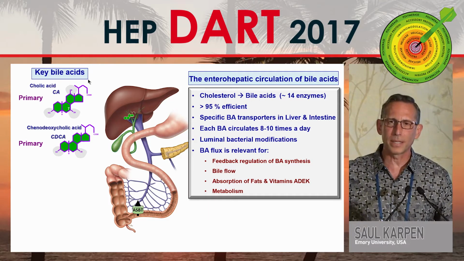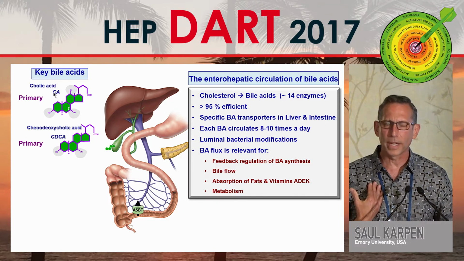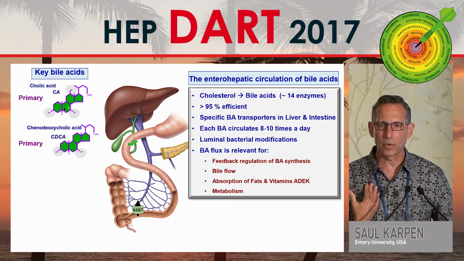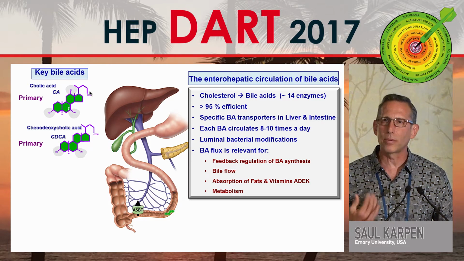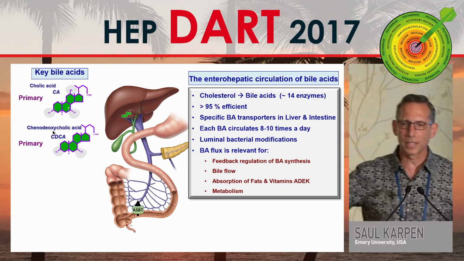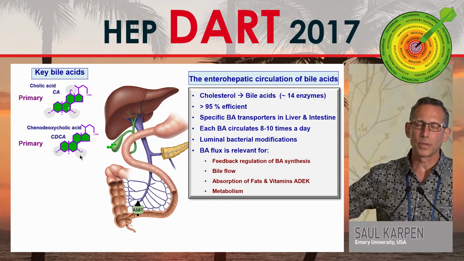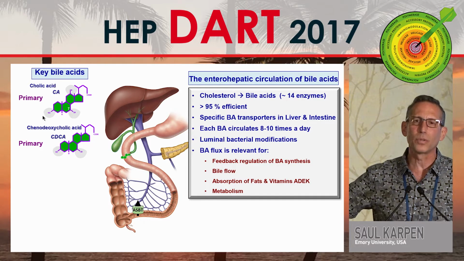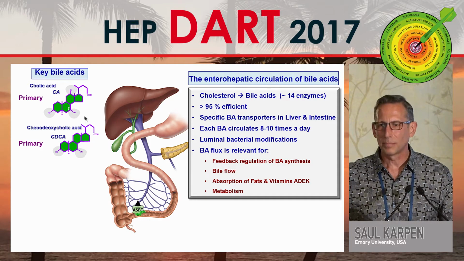The two main bile acids in us are cholic acid, the trihydroxylated form here. It's usually amidated here with either a glycine or a taurine. Chenodeoxycholic acid is the other one. It's a dihydroxylated one. These are primarily synthesized. These are called the primary bile acids.